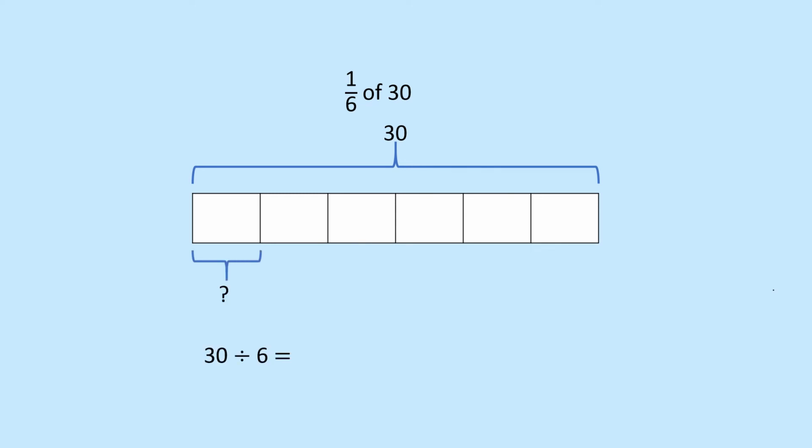30 divided by 6, pause the video now, I want you to work it out. Okay, let's find out our answer. 30 divided by 6 is 5. I know that 6 times 5 is 30, therefore 30 divided by 6 is 5. So, 1/6 of 30 is 5.